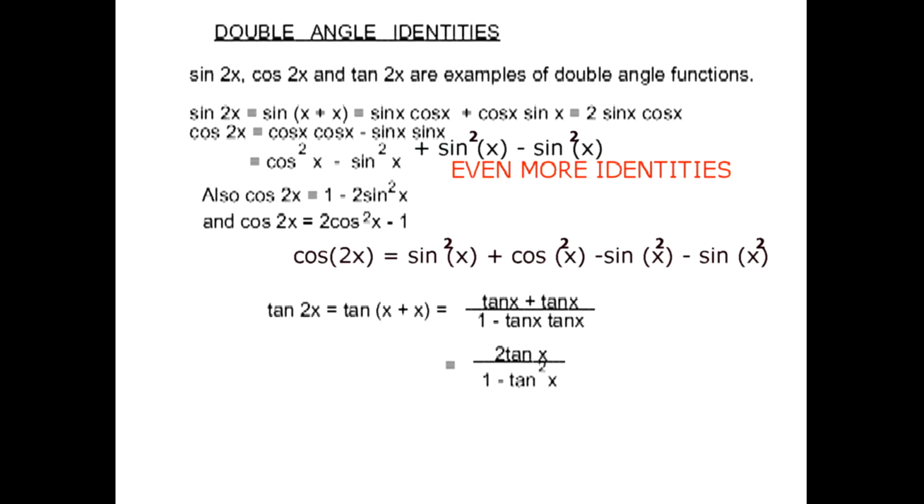And so what you might want to do is try to prove the identity that cos 2x is also equal to 2 cos squared x minus 1 in the same way. The final example we have is that the tan of 2x is equal to tan of x plus x, and that is equal to tan x plus tan x divided by 1 minus tan x tan x, and that simplifies to 2 tan x divided by 1 minus tan squared x.